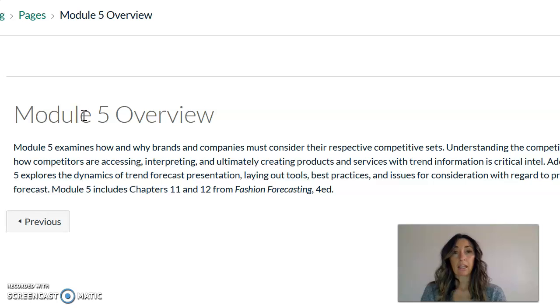Essentially what we're looking at is examining the competitive landscape for any client or brand that we might work for, and understanding the importance of being able to analyze the competitive set and the competitive landscape at large, and how to use that information to our advantage, and how it might play into our process of trend forecasting, right? So understanding what the competition is doing with regard to trend forecasting and developing new product based on forecasts is very important so that you have an understanding of what's going on in the market and how you may need to react to it.